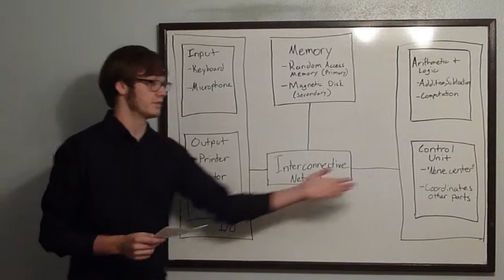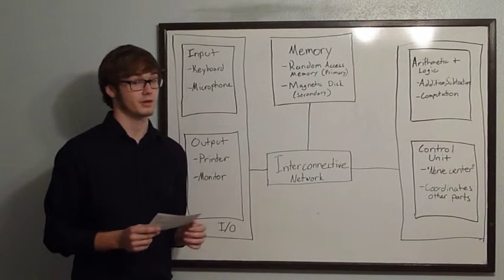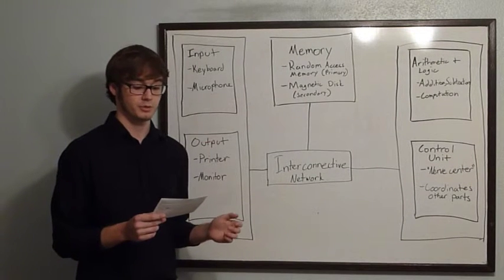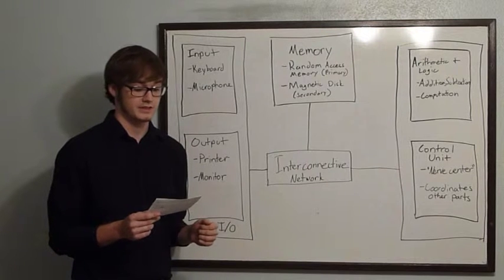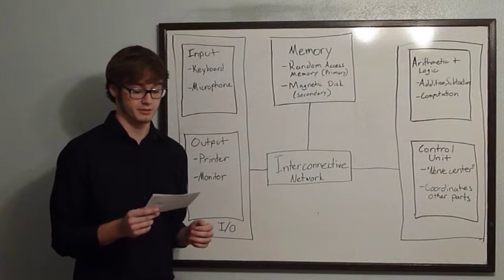This brings us to the control unit. This is the piece that coordinates all the other parts of the processor to work together. The control unit is analogous to the nerve center of an organism, sending out control signals to the other parts of the processor to tell them what to do.